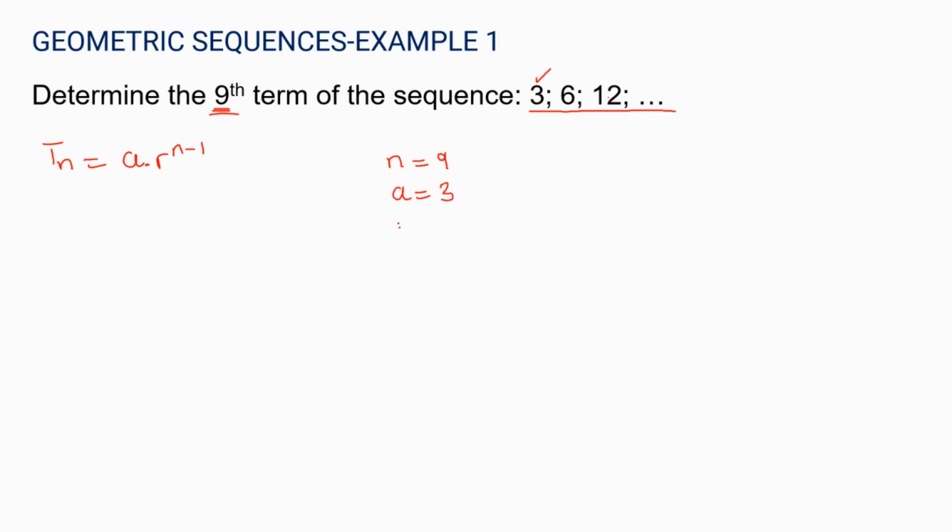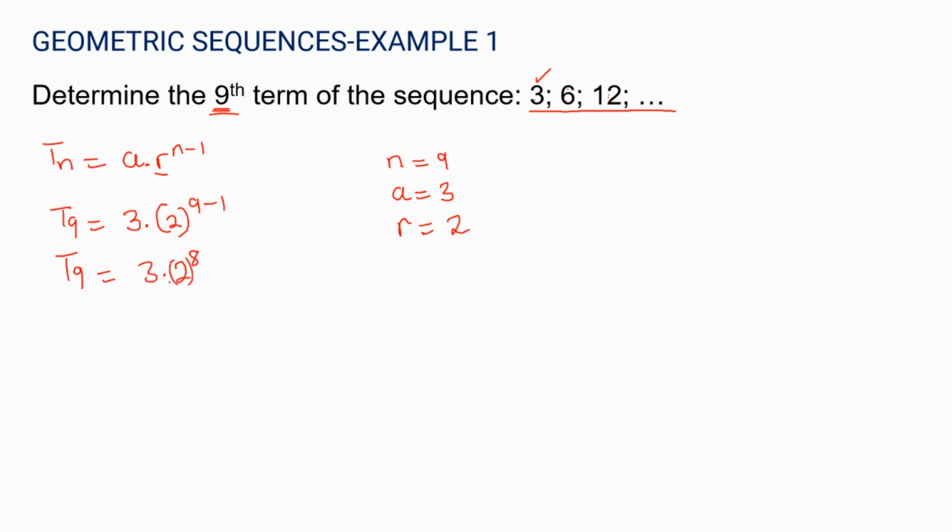Then the common ratio r is equal to t2 divided by t1 or t3 divided by t2. 6 divided by 3 is 2. 12 divided by 6 is 2. So the common ratio is 2. And let me just substitute into our formula. So we're looking for T9, which is the ninth term. So T9 is equal to, where there's a, we put 3, times our ratio 2, to the power 9 minus 1. Okay, so you can put this in the calculator as it is, or just T9 equals 3 times 2 to the power 8.